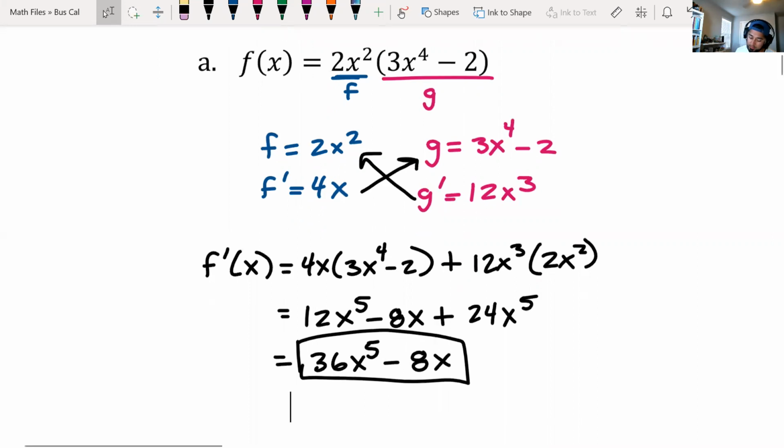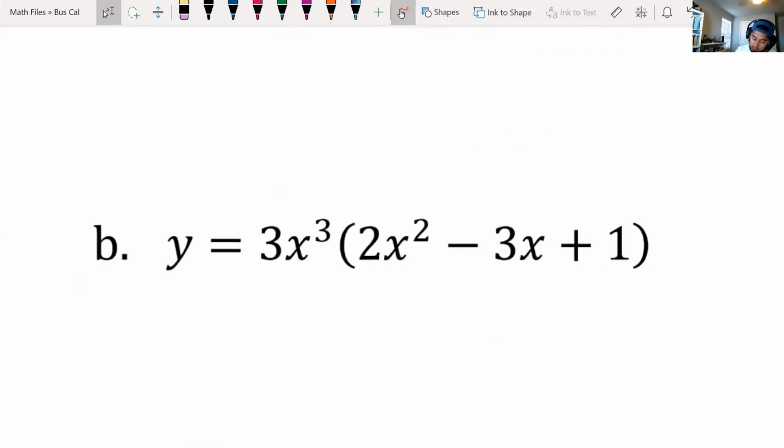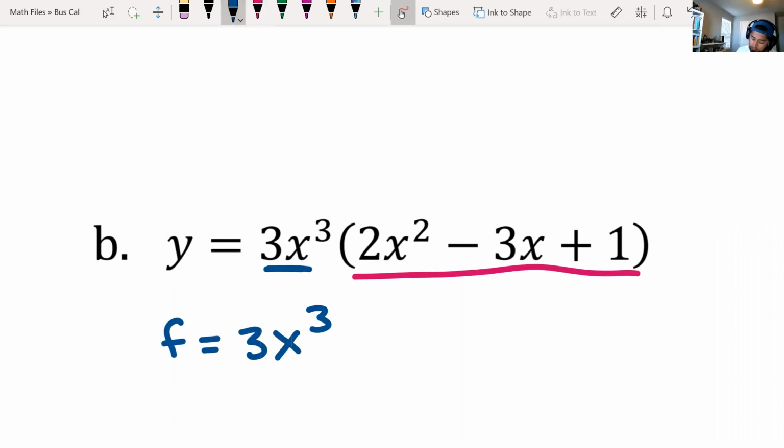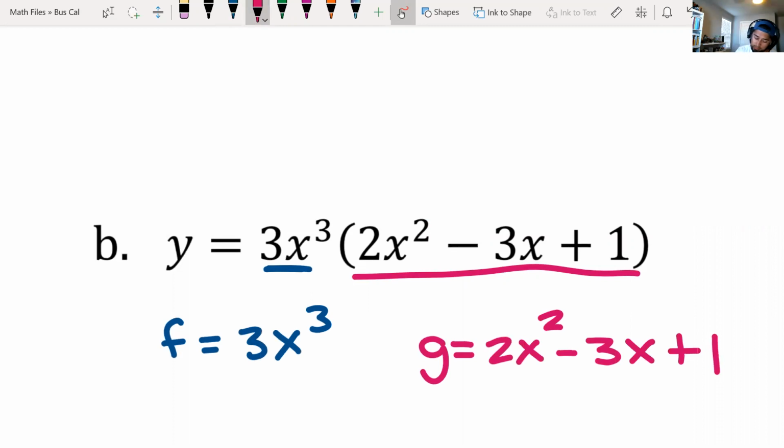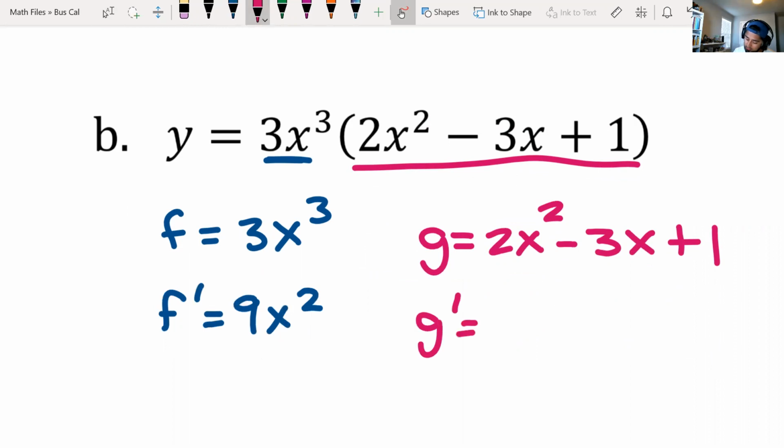Okay, let's do it again. Here's f, and all this is going to be g. So f is 3x cubed. g is 2x squared minus 3x plus 1. Take the derivatives, 9x squared, and 4x minus 3.